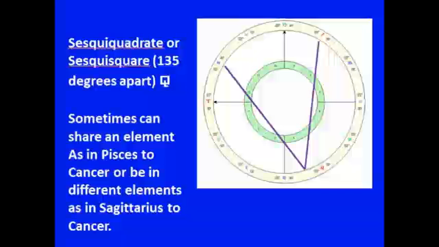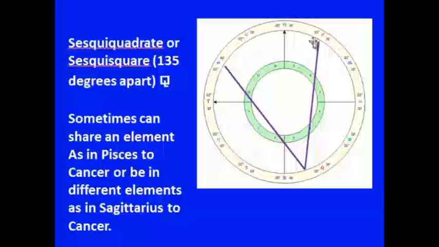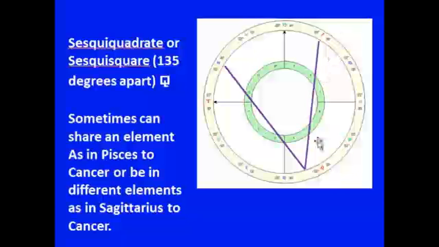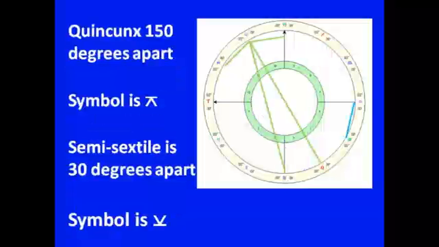Now, in most of the minor aspects, they do not share an element or a modality. However, occasionally the sesquisquare can, and you can see here from Pisces to Cancer, they're actually in the same element. But from Sagittarius to Cancer, they are not in the same element, and they are also not in the same modality. So now here's the quincunx, or the 150-degree angle.